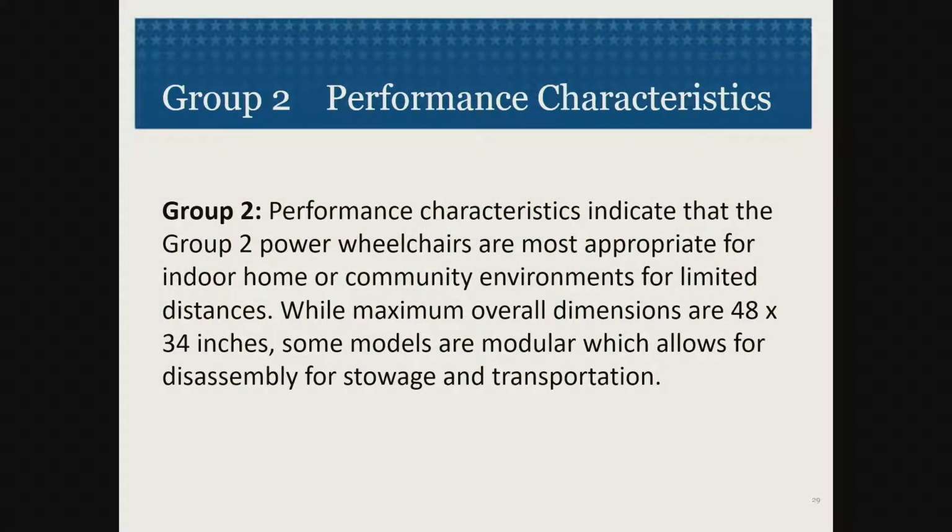So we provided the information visually in these dashboards with color codes to try to make it easier, but we've also provided text descriptions. So here's an example of how we've written it out in text to help you. A Group 2 is defined by performance characteristics that indicate that Group 2 power wheelchairs are most appropriate for indoor, home, or community environments for limited distances. While maximum overall dimensions are 48 by 34 inches, some models are modular, which allows for disassembly for stowage and transportation.